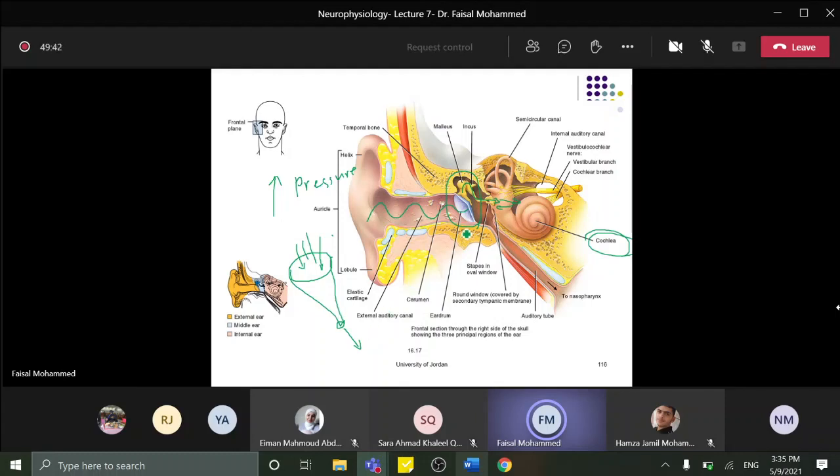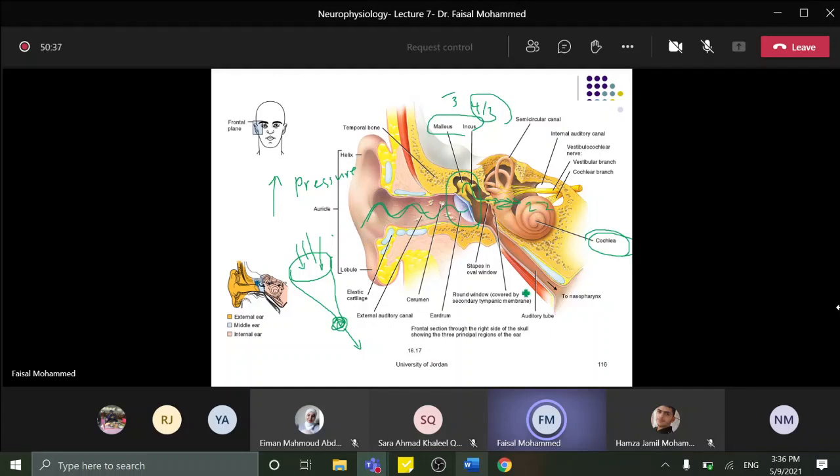And also the pressure is increased by the difference between the oval window area and the area of the tympanic membrane. The tympanic membrane is 55 millimeters square and the oval window is 1.3. So there is a 17 times difference between the area of the tympanic membrane and the area of the oval window here. So there is concentration of the sound. And also the malleus, incus, and stapes increase the sound waves around 1.3 times. So the total increase in the pressure between the sound waves in air and sound waves in fluid is around 22 times.